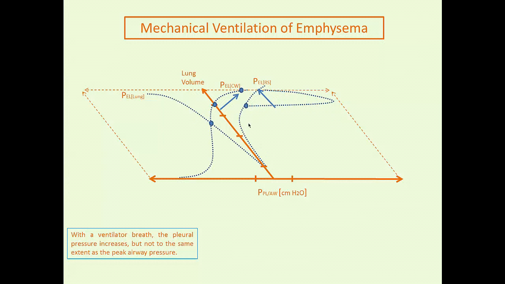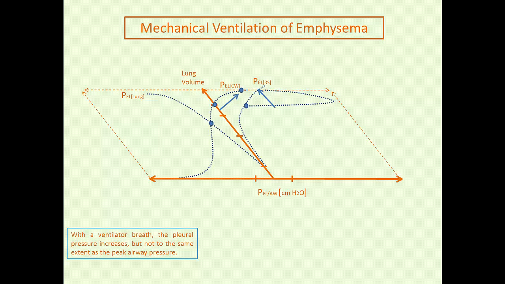You can see the pleural pressure is increasing here from, say, atmospheric pressure to a number of centimeters of water above atmospheric pressure. That's very different from the measured peak pressure, which you would measure to be quite high. And this is, again, what you would measure at the proximal trachea off the ventilator.